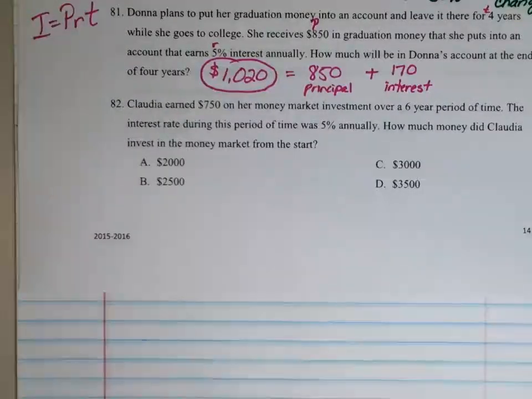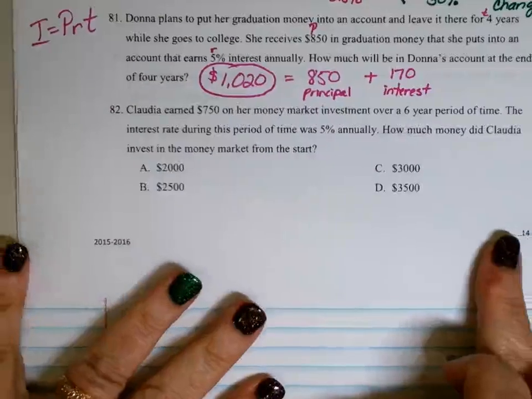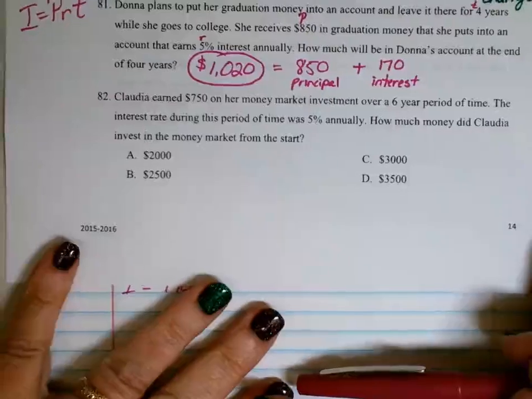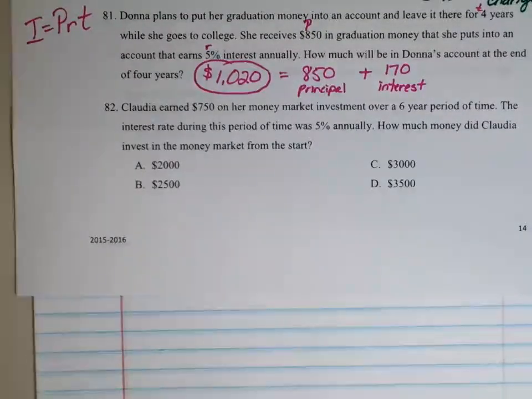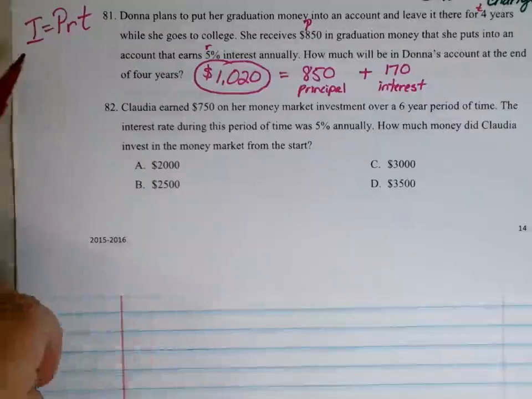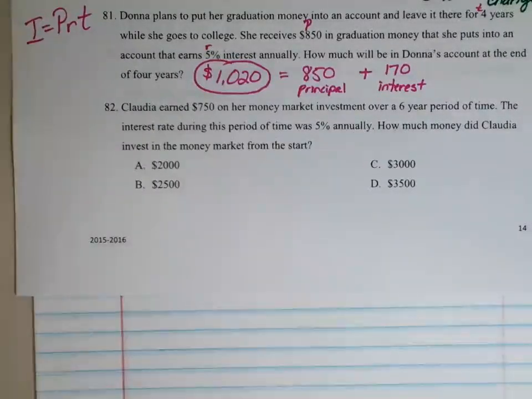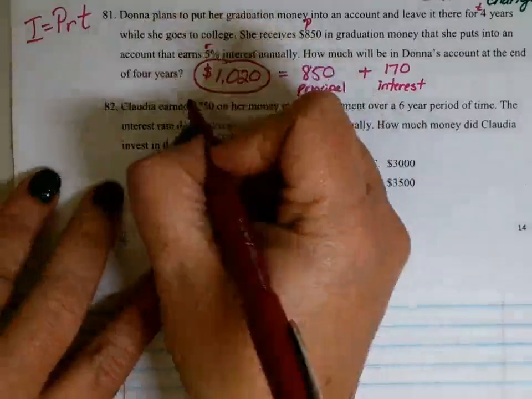Claudia earned $750 on her money market investment over a 6-year period of time. The interest rate during this period was 5% annually. How much money did Claudia invest in the money market from the start? Okay, so this is another I equals PRT problem. So let's label what we've got. Do we know what our interest is? 750 is my interest.